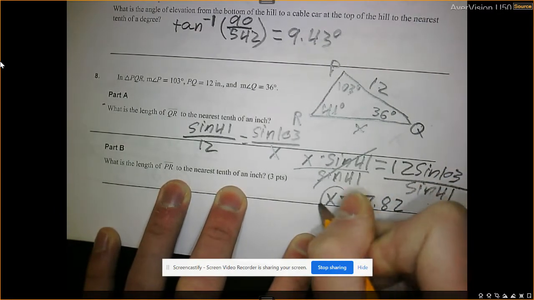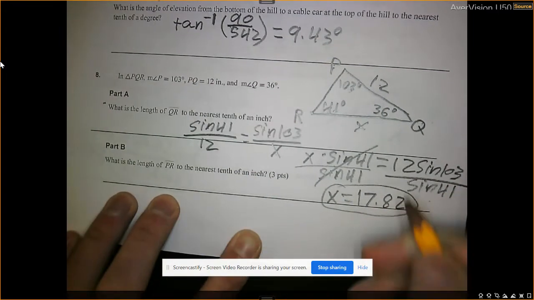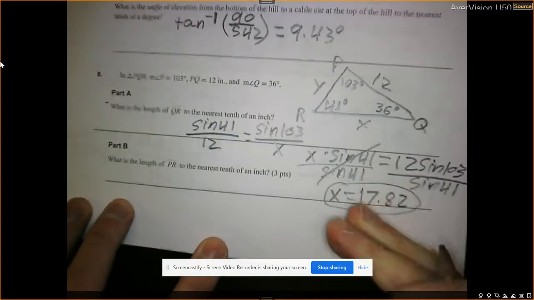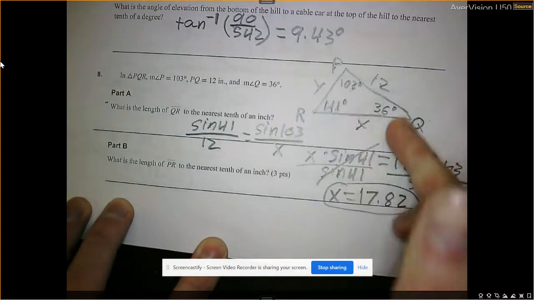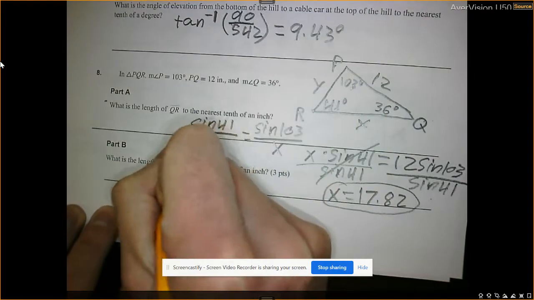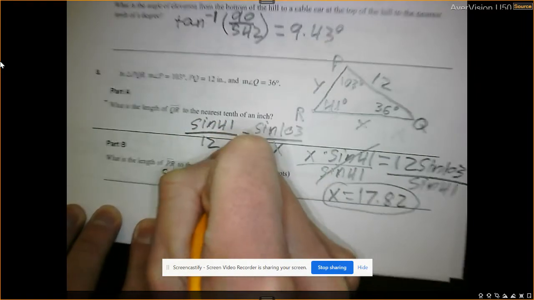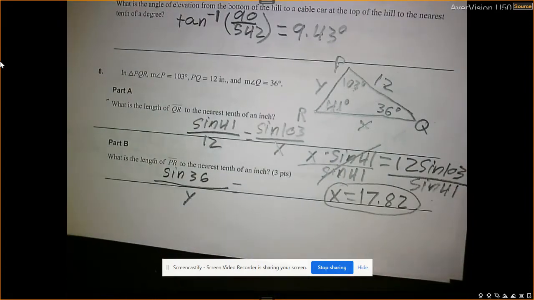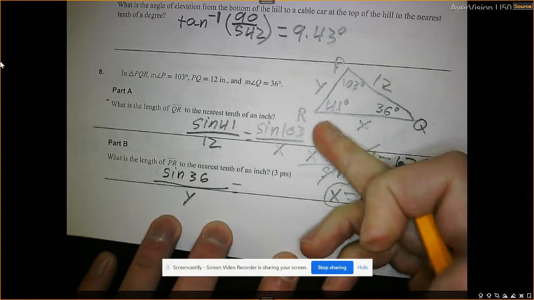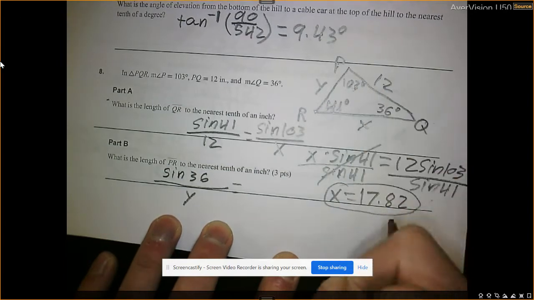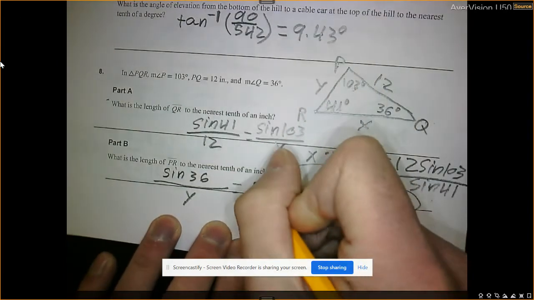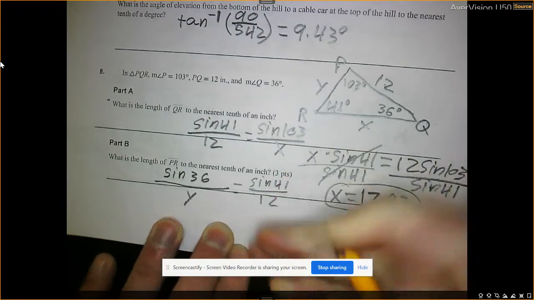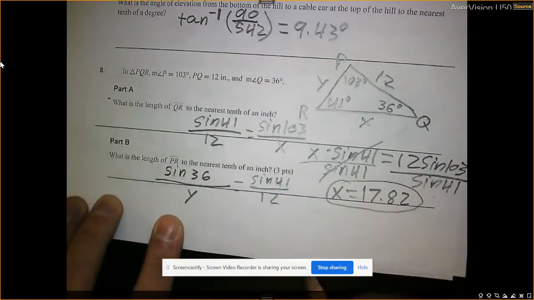That gives us the length of QR. What is the length of PR? We'll call PR y, and it's the exact same thing, guys. It's law of sines. This time you need to use the angle opposite of y, so that's sine of 36 over y. And then you can really use either one. Now let's use angle R and the side opposite, so we're not dealing with decimals. We'll do sine of 41 over 12 again. And it's going to be that exact same process, cross multiplying.